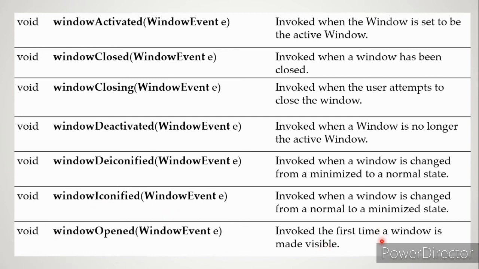Next is windowOpened. Invoked the first time a window is made visible. When we open a window, the windowOpened event will happen, and the window listener interface will call this method. These are all the event listener interfaces which are available with the event classes. Don't get confused, please go through the videos.